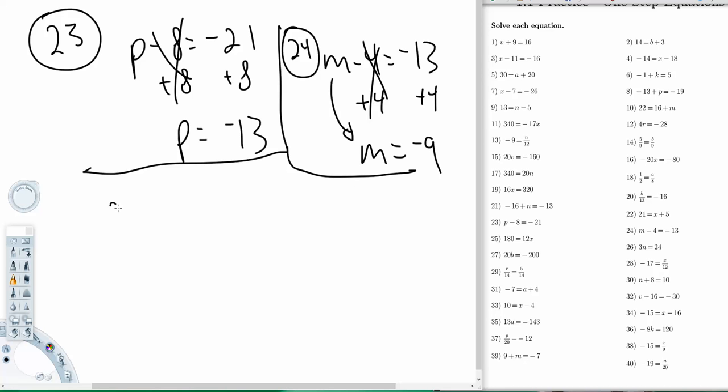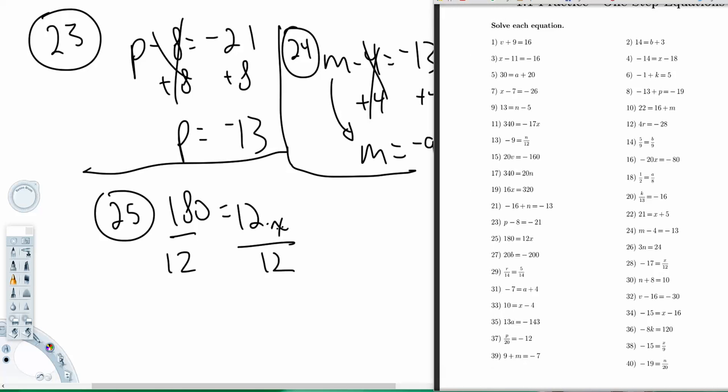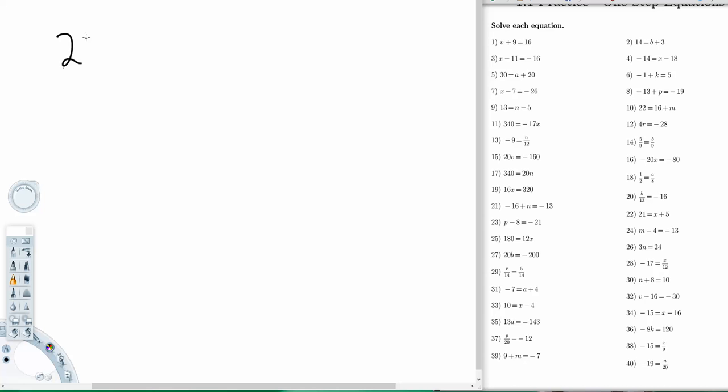Oh, back to divisions here. 25 is 180 equals 12x. So how do I get this x here? This is really 12 times x, so 12 times x divided by 12, and here we do the same thing on this side. And that equals, I'll pause and find out. And that equals 15. X equals 15. Is that right? Ooh, yes it is. Muy macho. I like it.